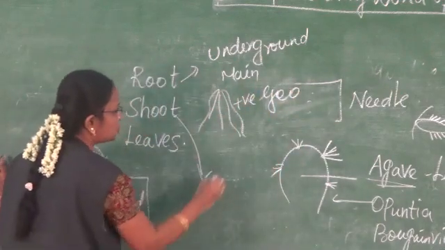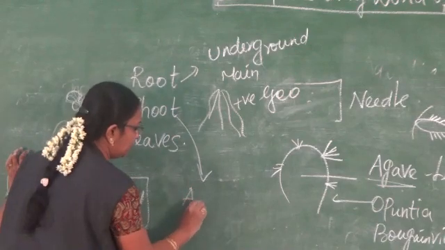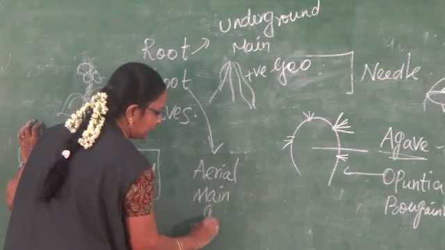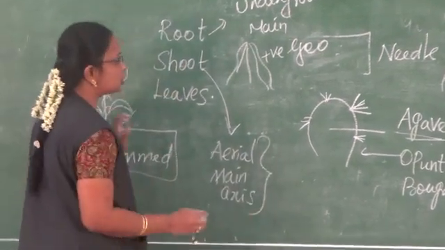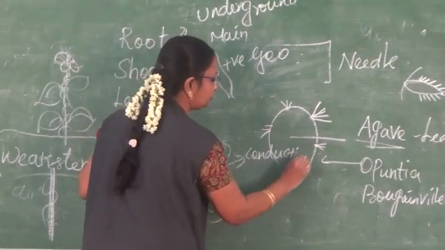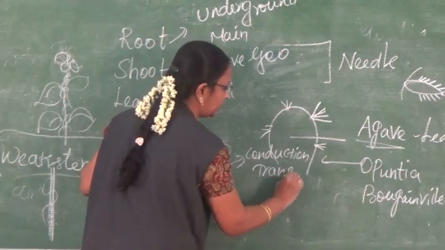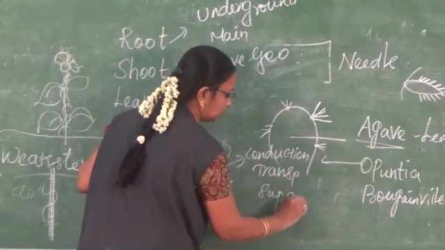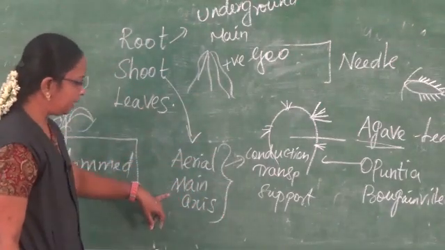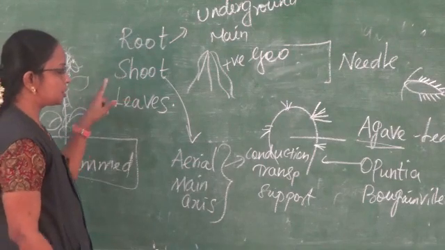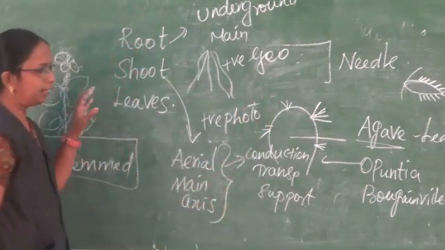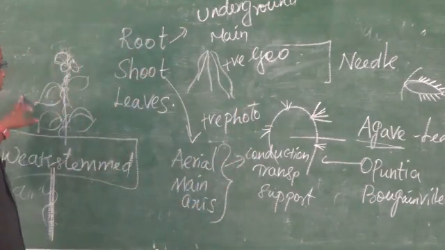When we talk about the shoot system, that is the aerial main part of the plant, the aerial main axis of the plant. What does it do? It performs conduction and transpiration and gives support to the plant, and also helps in photosynthesis. So the aerial main axis of the plant is known as the shoot system, and it is positively phototropic, growing towards the sunlight. The stem always grows towards the sunlight.